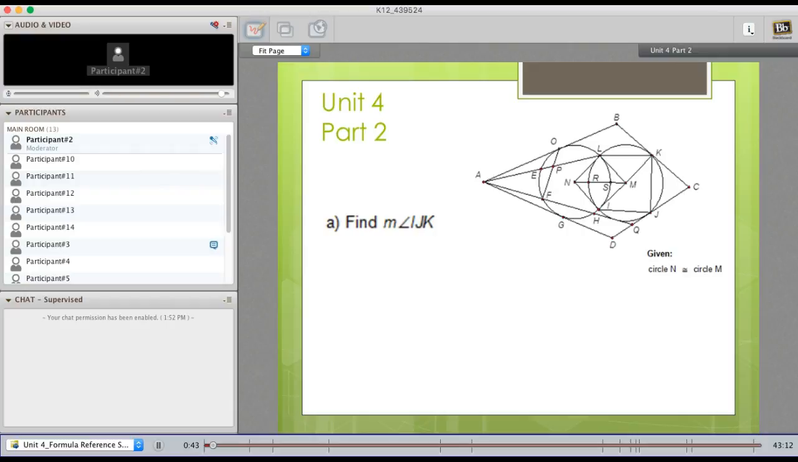There's going to be lots of info coming at you, lots of formulas and things, but we will go through it and sort it out and make it clear. But first, we're going to finish up the Unit 4 Part 2 review.